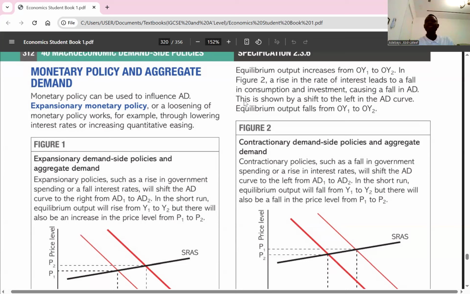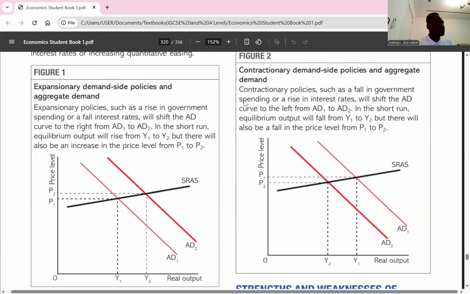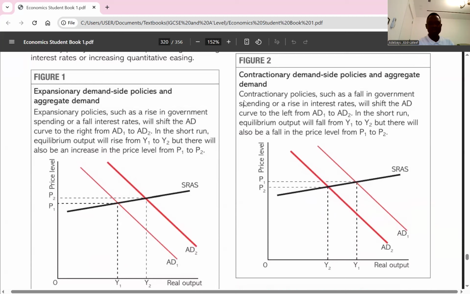So whatever expansionary policy we use, either monetary or fiscal, will bring about a rightward shift in the aggregate demand curve, and the short-run equilibrium output will increase too. So here I wrote, therefore, expansionary policies such as a rise in government spending or a fall in interest rate will shift the aggregate demand curve rightward from AD1 to AD2, and in the short run, the equilibrium output will rise from Y1 to Y2, but with an increase in the price level from P1 to P2.